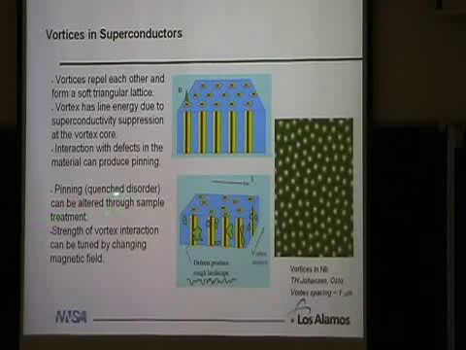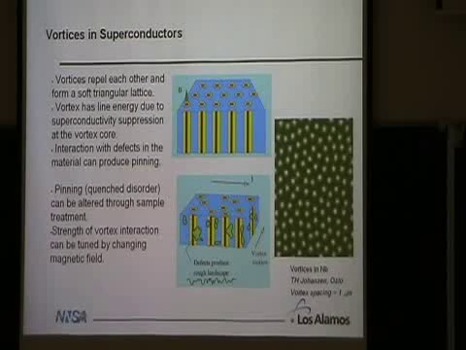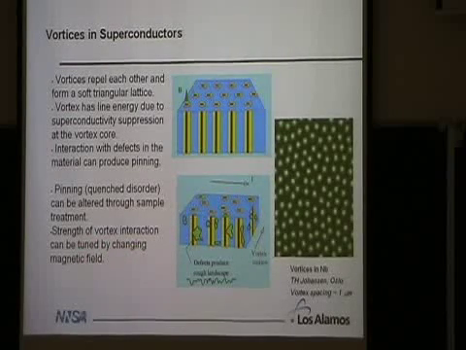The pinning can be altered by changing the sample. People do all kinds of lithography and other techniques to make artificial pinning these days. And the strength of the vortex interaction can be tuned by changing the magnetic field.